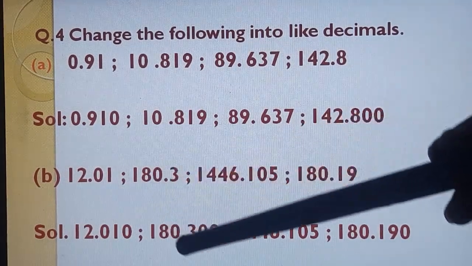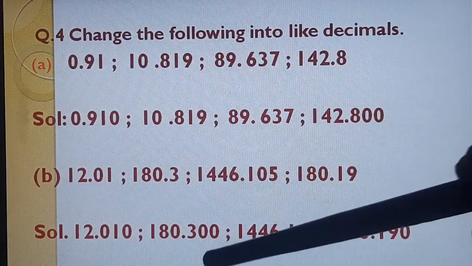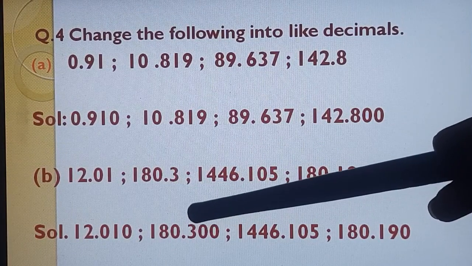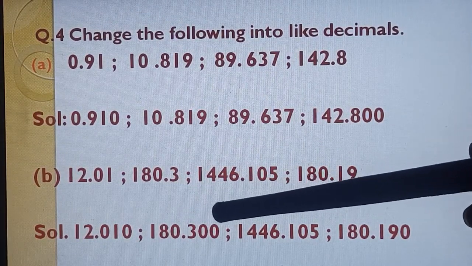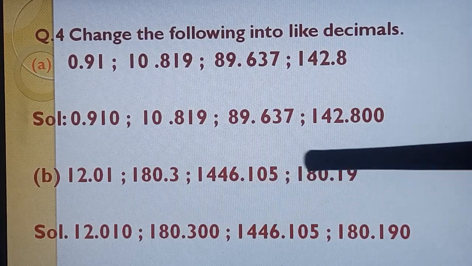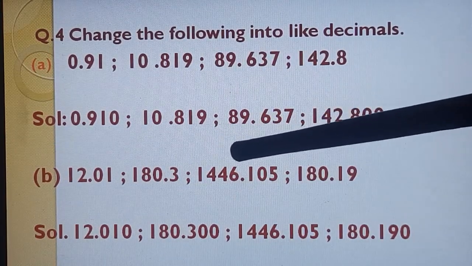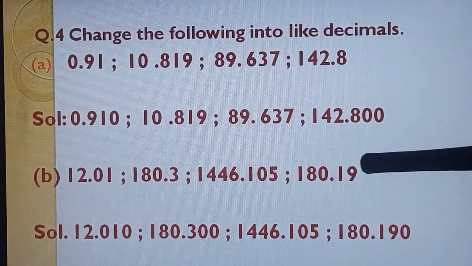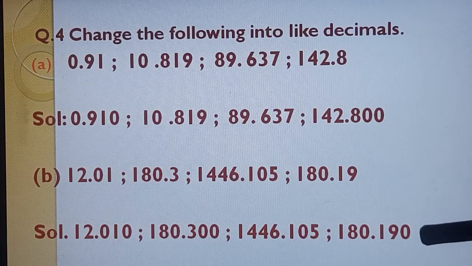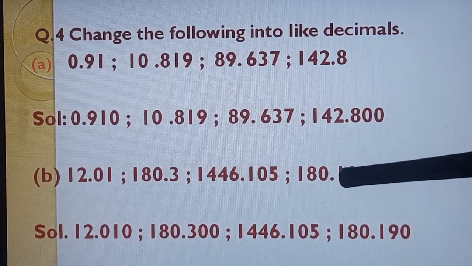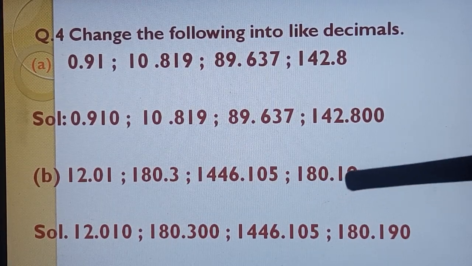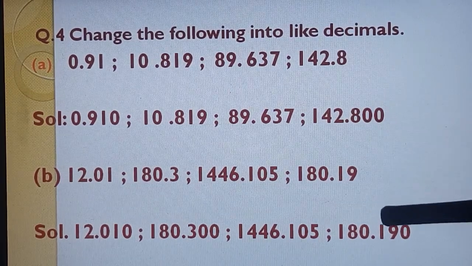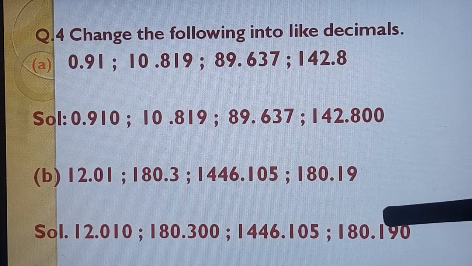Beta, this number and this number are the same, there is no change. We are writing only the 0 outside. 3 was on the 10th place and is still on the 10th place. We have not done any change. Understood? We are only making these like decimals. Next is 1446.105. And the last is 180.19, 190 will be written. Right? Don't write here 180.019. No. At the 10th place 1 is given, so in our answer also on the 10th place 1 should be there. Clear?